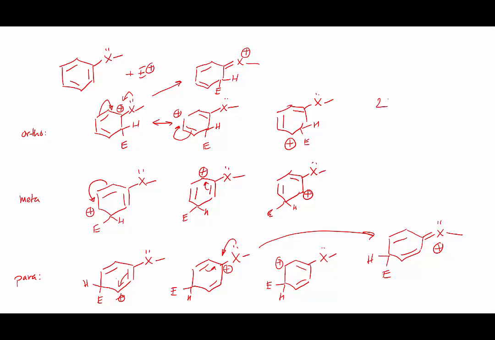So now what do I have? I've got 4 resonance structures, 3 resonance structures, 4 resonance structures. Which additions form the most stable intermediates? Ortho and para. So for an activating group with an X with lone pairs, the most stable intermediate is when it adds ortho or para. And that makes oxygen, nitrogen, any atom with a lone pair that's attached to the ring direct ortho and para.